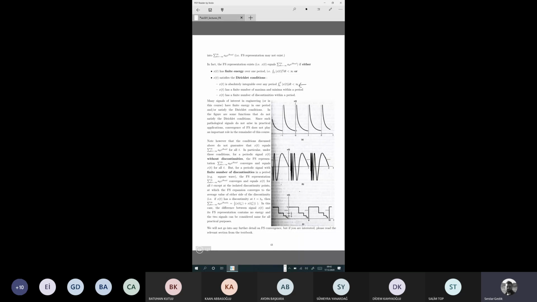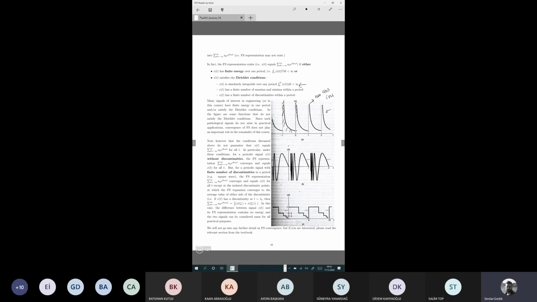So if you check those properties, actually the first one is not satisfied: the signal is not absolutely integrable. So these are extending to infinity. When you integrate this over a period, you will see that you have infinite power, or infinite energy. So the signal is not absolutely integrable, and you cannot write this signal in Fourier series expansion form.